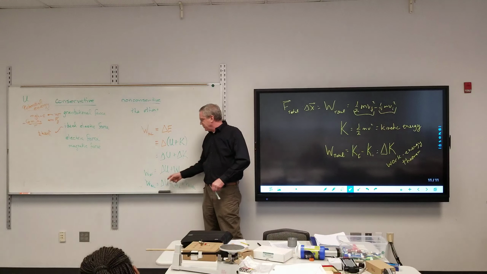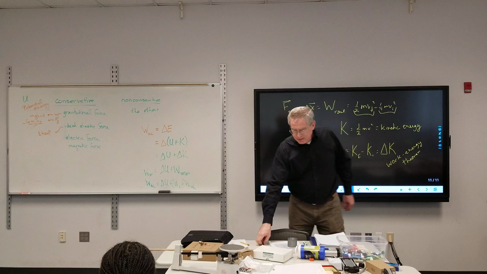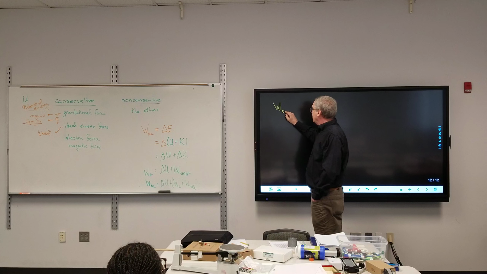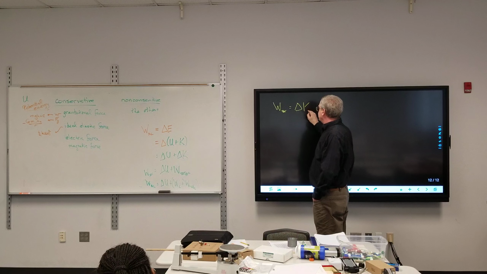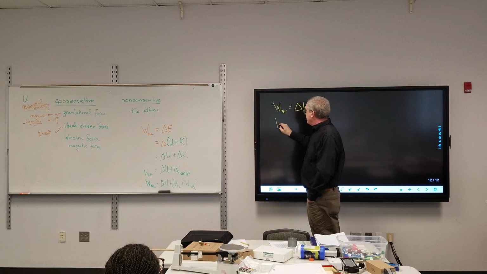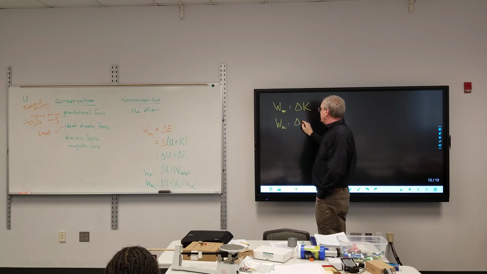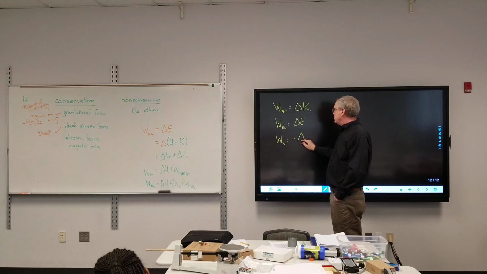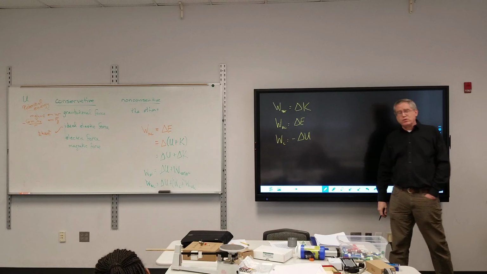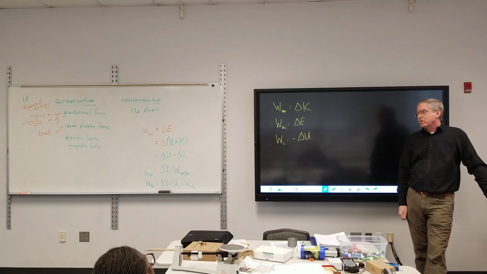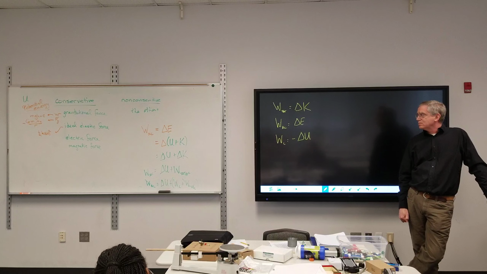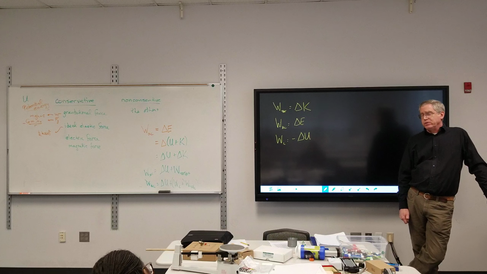And if I subtract delta U from each side, I end up with the whole point of this. I have the total work is equal to the change in kinetic energy. That's the work-energy theorem. I have the non-conservative work is equal to the change in energy. And I have the conservative work is equal to the negative change in potential energy. These are the work-energy equations or work-energy relationships. And we will exploit them as we go.